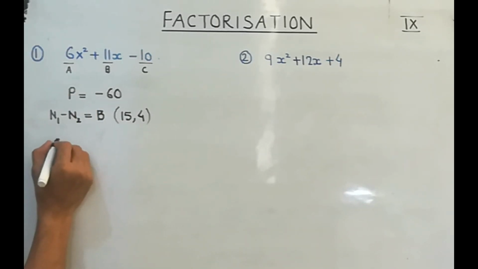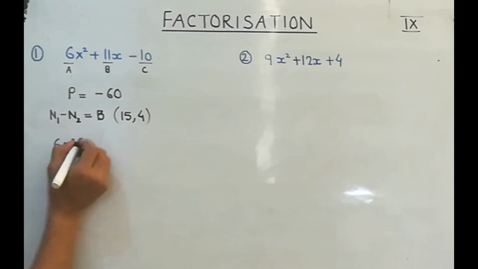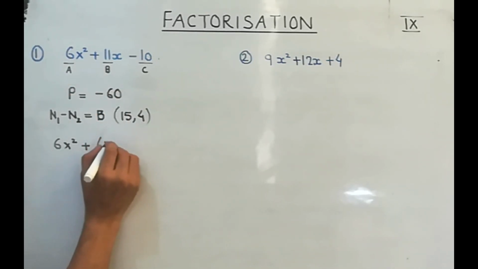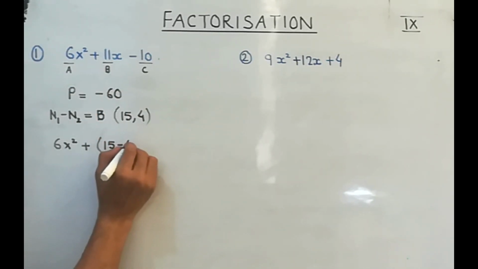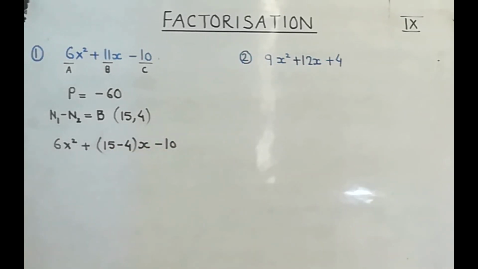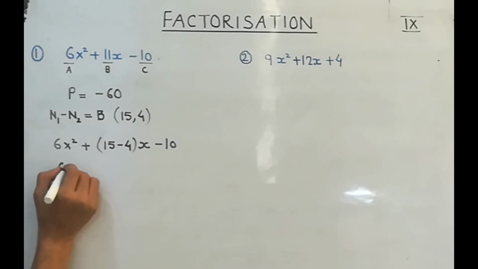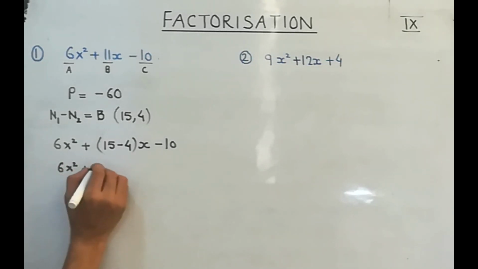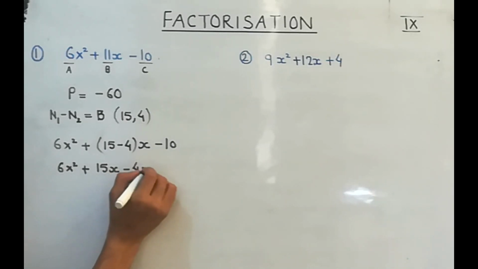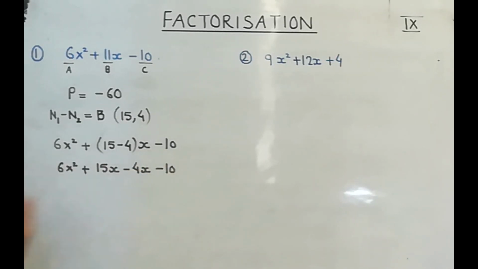So our question will be like this: 6x square plus, now this b means 11. 11 will be replaced by 15 minus 4. The rest will remain as it is, like this. Now when you open the bracket for grouping, it will be like this.